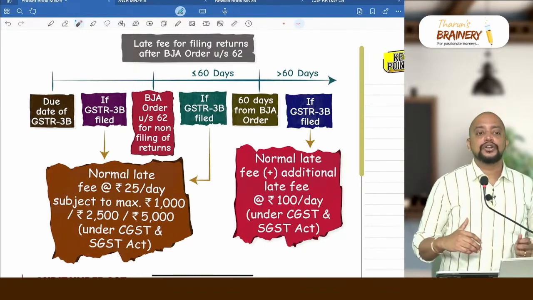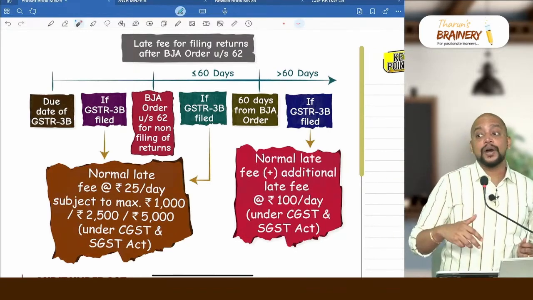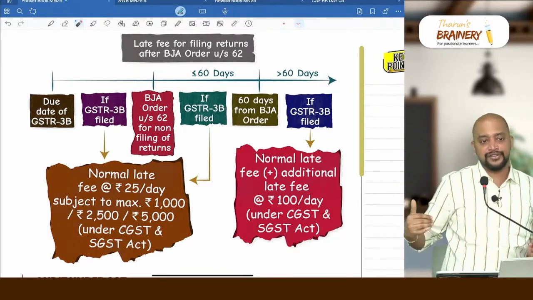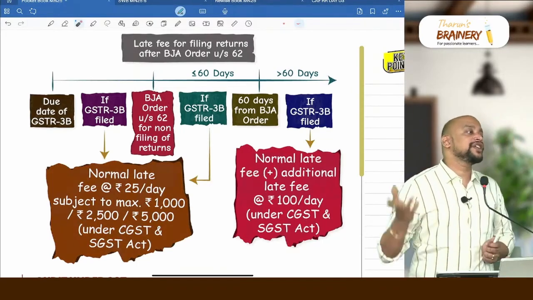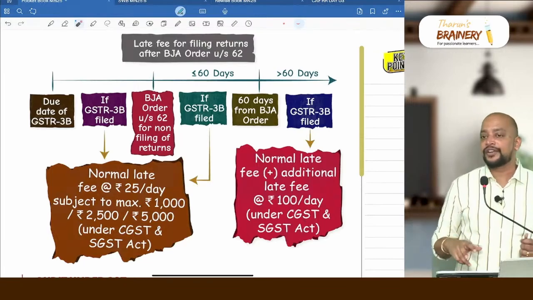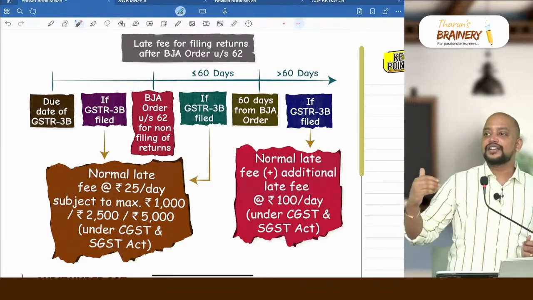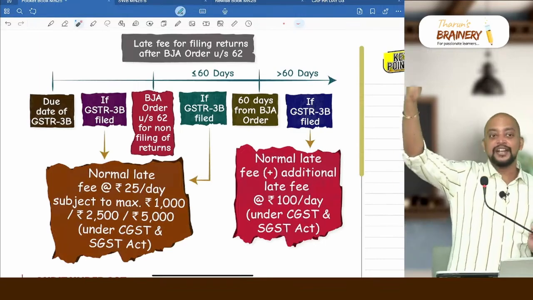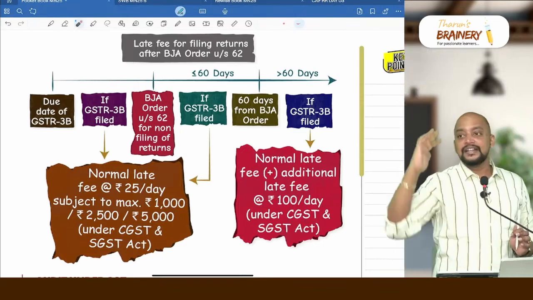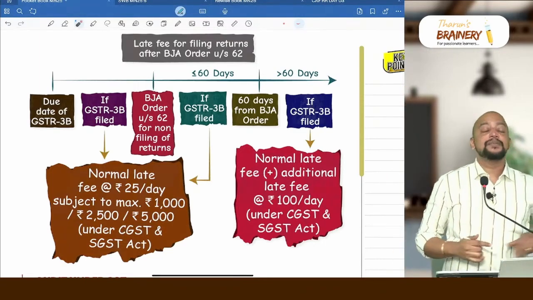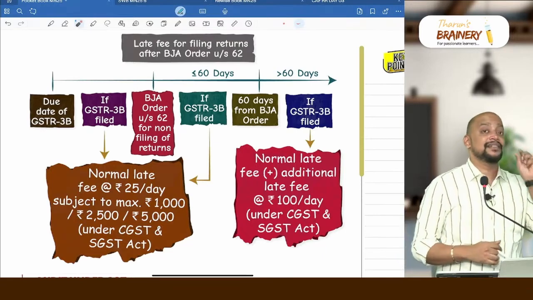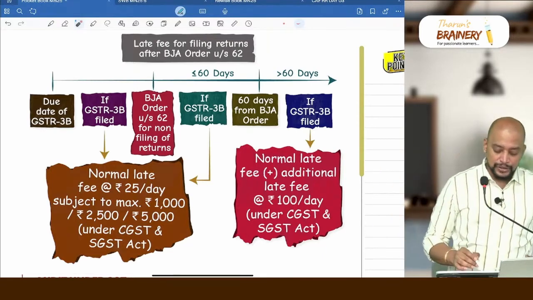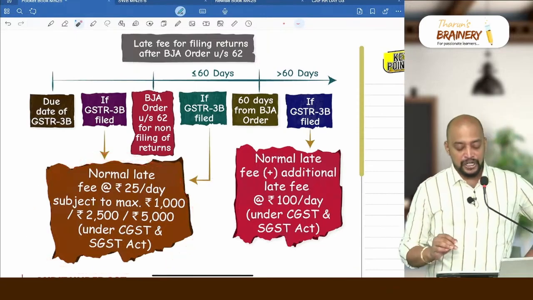If my aggregate turnover during the previous year exceeds 1.5 crores but does not exceed 5 crores, half, that is 2500. If my aggregate turnover during the previous year does not exceed 1.5 crores, then it will be half, that is 1250, ignore 250,000. Okay, so this will be 5000, 2500 and 1000. This will be the maximum late fee depending upon my aggregate turnover. This is under CGST Act. The equal late fee will be payable under SGST Act also. So that is the normal late fee we need to pay.